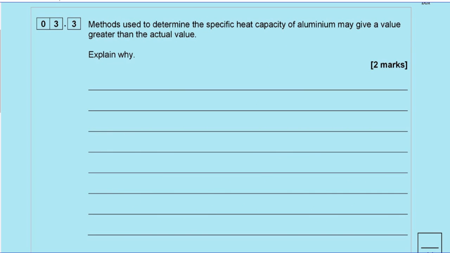3.3, the final part of this question, suggests that whichever method we might have used, we'd probably end up with a value that is bigger than the actual value. And it's our job here to explain why that would actually be the case. So if we look back at the equation we were using, the specific heat capacity would be equal to the energy divided by the mass of the block multiplied by the temperature rise.